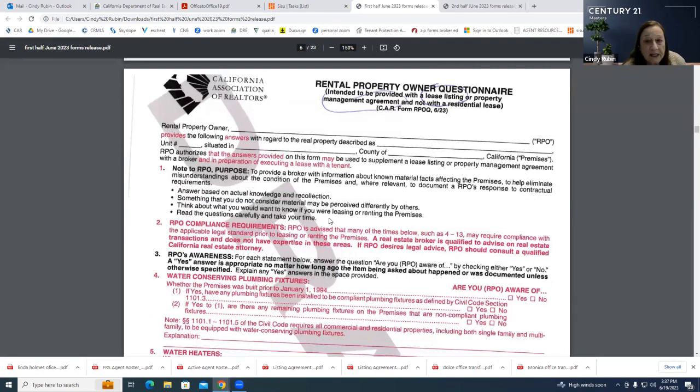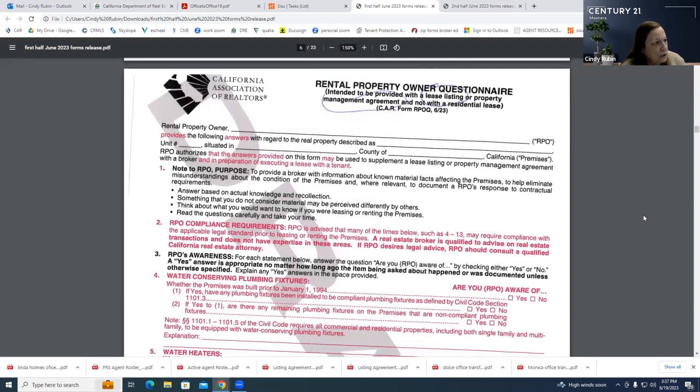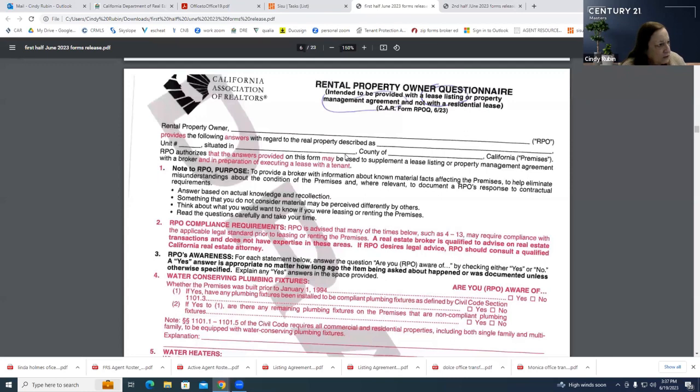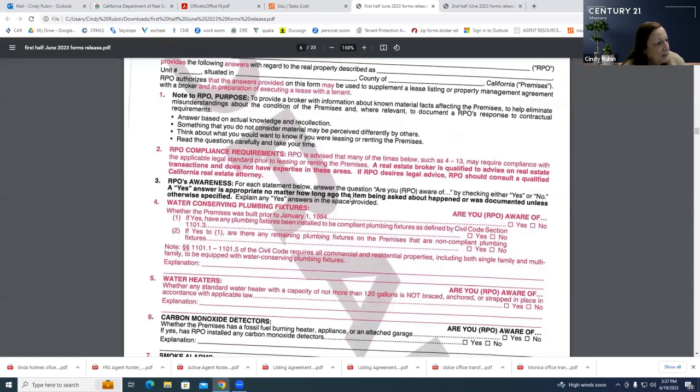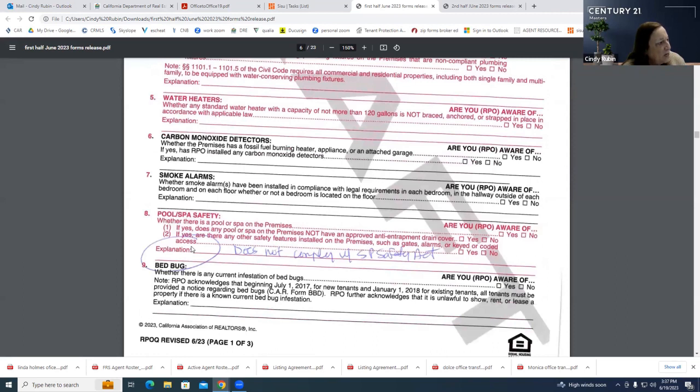So they're getting really complicated on this. This document called the Rental Property Owner Questionnaire is something that if you're representing an owner, you're supposed to get them to fill out so that you have all this information in one place. It's only intended to be provided with a lease listing or property management agreement with a lease listing. So when you give your landlord, your owner, the listing, you also ask them to fill it out, or you sit down with them and fill it out with them, so that it goes through all the different things that the property has or doesn't have.